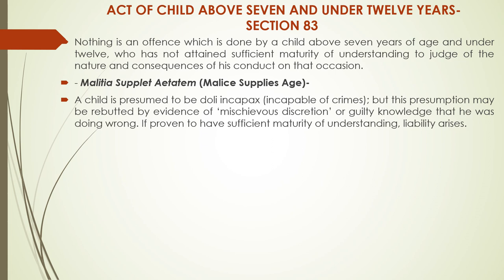Which means, although a child is presumed to be doli incapax, the maxim malitia supplet aetatem may be applied if a child has a malicious mind beyond his age. That means this presumption of doli incapax may be rebutted by evidence of mischievous discretion or guilty knowledge that he was doing wrong. If it is proven that he has sufficient maturity of understanding, the criminal liability will arise.